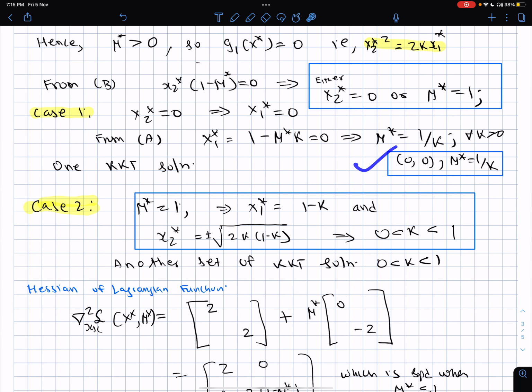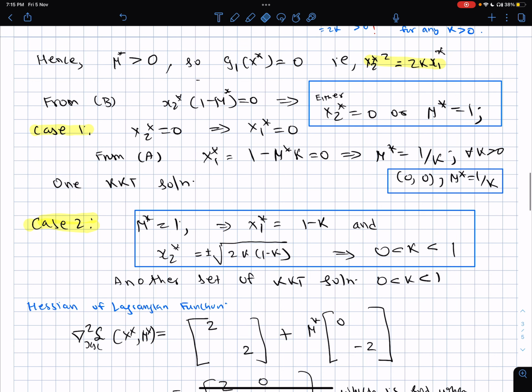We'll answer whether this is minimum or not when we look at the second order conditions. That mu star is positive is already met, but the other requirement, which is the projected Hessian to be positive semi-definite or positive definite, that part we still need to check. Now let's look at the other requirement. We have evaluated this possibility that x2 star is equal to 0, which led us to the point 0, 0, and we are done with it.